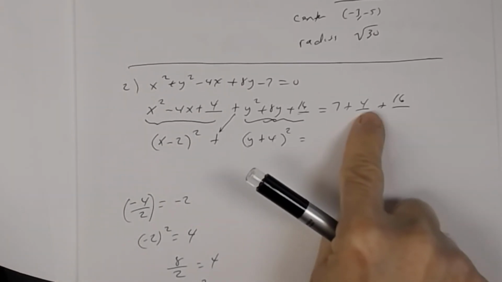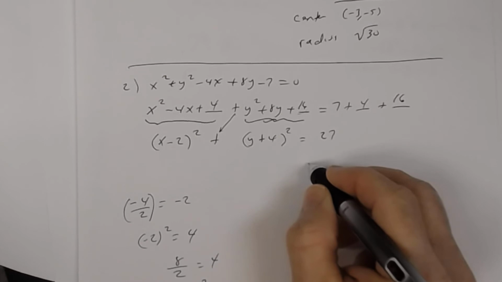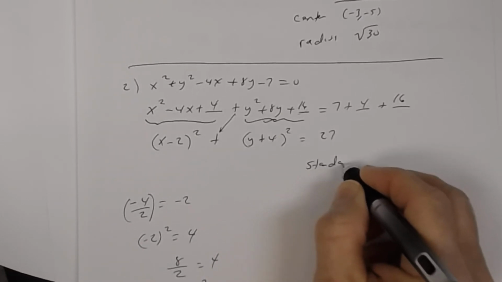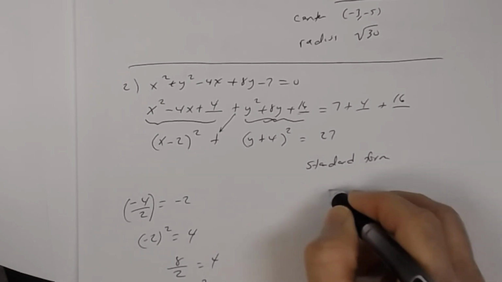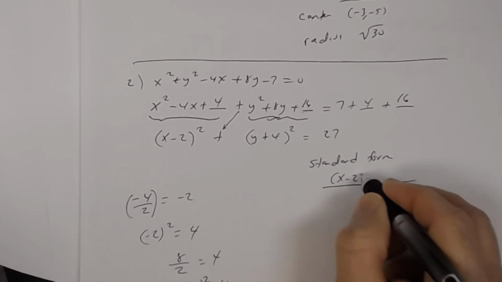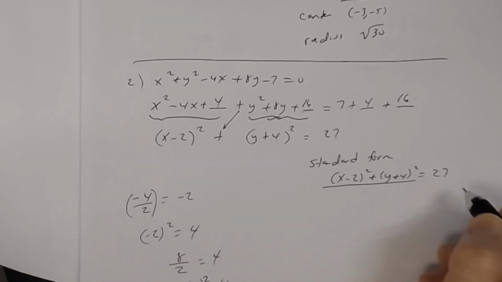So 16 plus 4 is 20. 20 plus 7 is 27. So your standard form is this now. So that's your standard form. So for standard form, you're going to write x minus 2 squared plus y plus 4 squared equals 27.